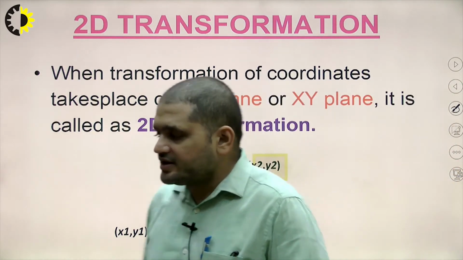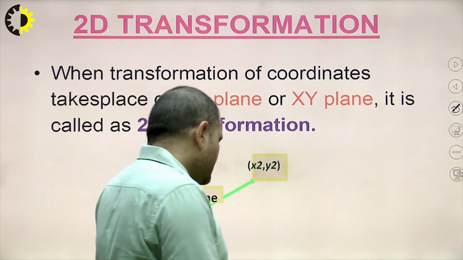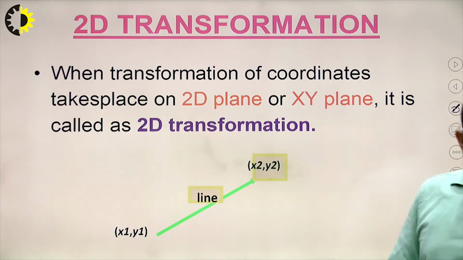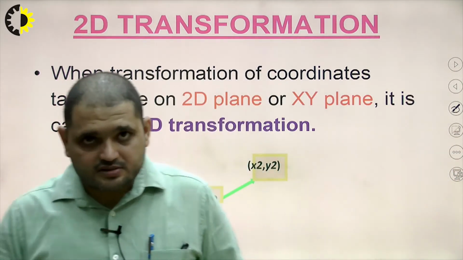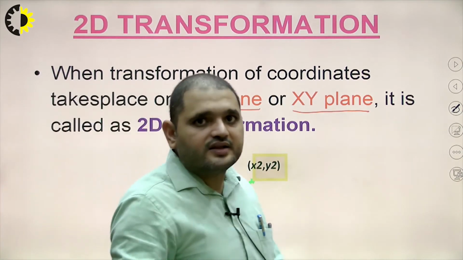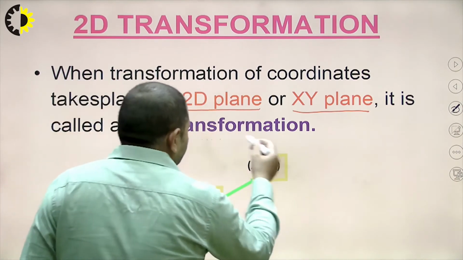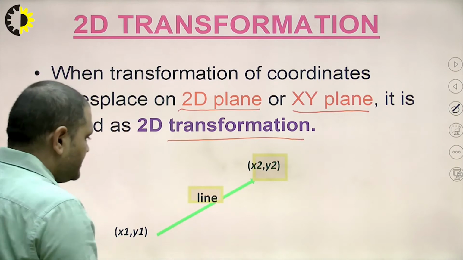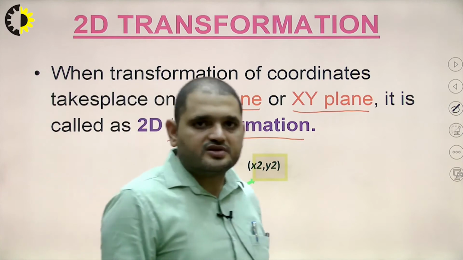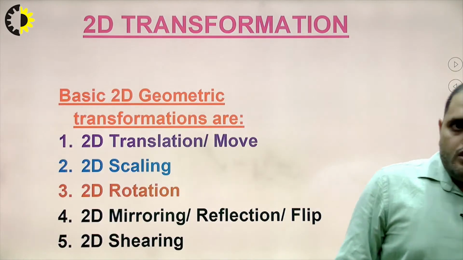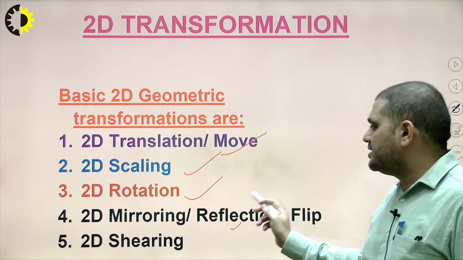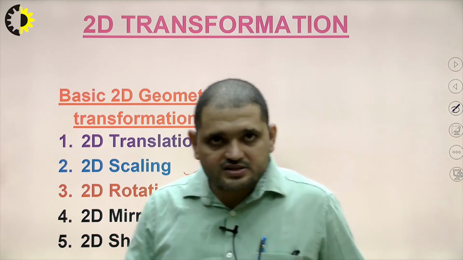Starting with 2D transformation: when transformation of coordinates takes place in a 2D plane or xy plane, it is called 2D transformation. So a simple line in a single plane where the coordinates are 2D, x1, y1, x2, y2, this type of transformation is 2D transformation. So we have 2D translation, 2D scaling, 2D rotation, 2D mirroring, and 2D shearing. We will learn about these transformations one by one.